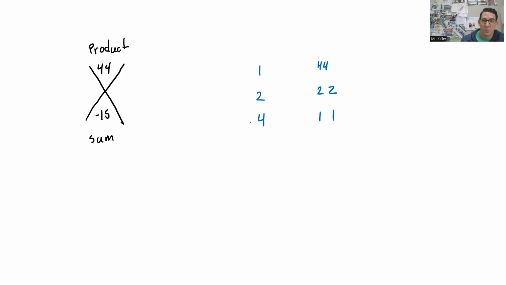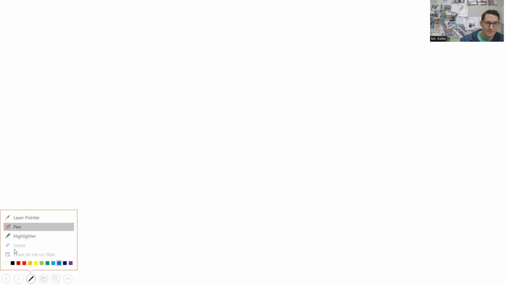But this is the one. So 4 and 11 adds to 15. If they're both negative, negative 4 plus negative 11 is negative 15. So my solution to this X factor is negative 4, negative 11. Let's do one more where there's a negative at the top. So here, let's say it's negative 36 and a positive 9.